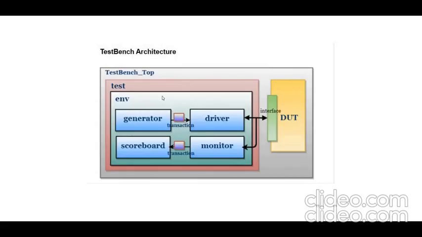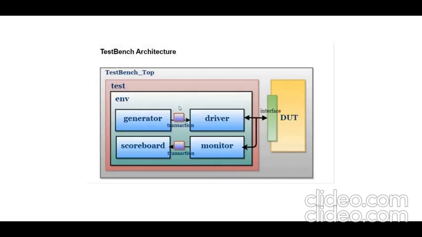Why I am showing this diagram is to explain which components encapsulate other things. Suppose you have this top-level block: the top-level testbench encapsulates your test, interface, and then the DUT. The test encapsulates your environment, and in the environment you have four classes: generator, driver, monitor, and scoreboard. This is also a kind of class, generally called the transaction class or packet class.